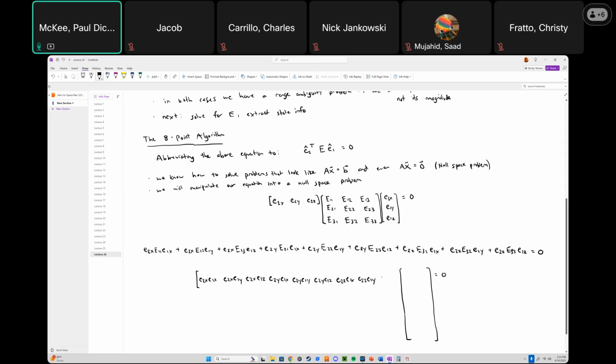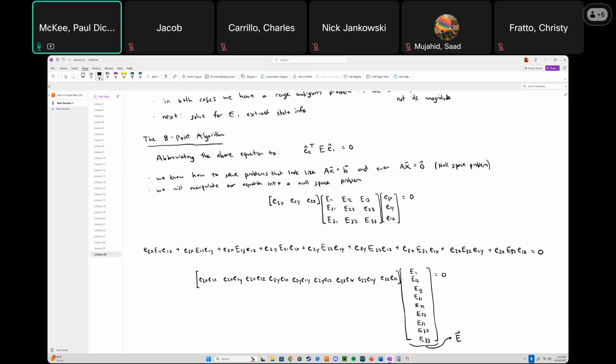And then E2z E1z. And then this is going to be a row vector that multiplies a column vector that looks like E11, E12, E13, E21, E22, E23, E31, E32, E33, where this vector I'm going to call E vector. This is the vectorized form of the matrix E.